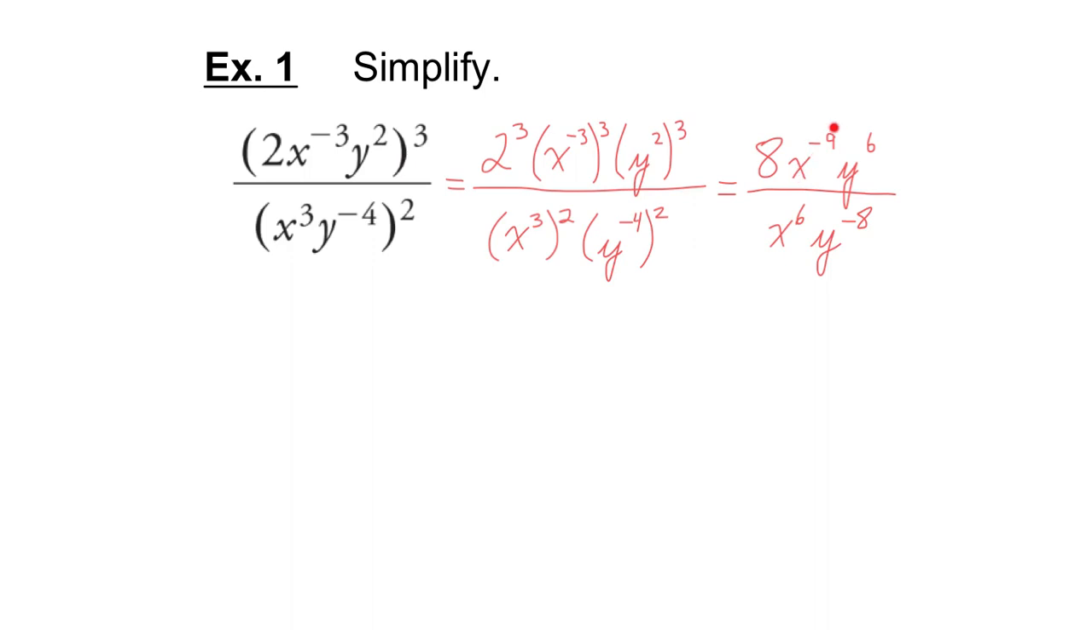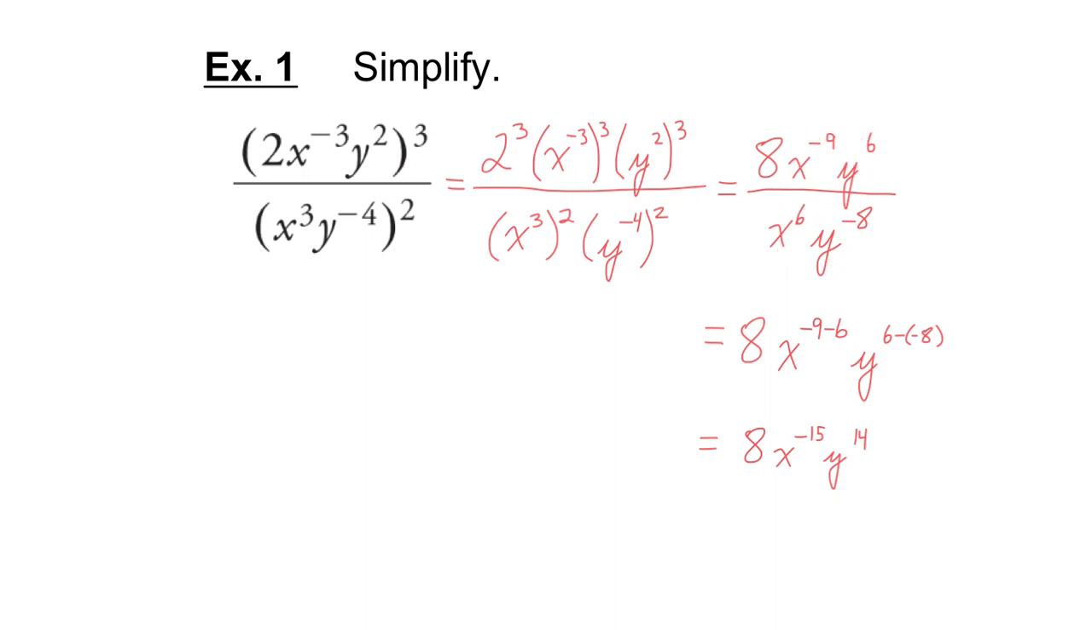Then I have x to the minus 9 divided by x to the 6. Well, if I'm dividing powers with the same base, I subtract the exponents. Do the same thing with these powers with a base of y. So just remember, it's x to the minus 9 minus 6, which is minus 15. Here, it's 6, and I'm subtracting minus 8. So it's that double minus, 6 plus 8, that's 14. So I've got 8 times x to the minus 15 times y to the 14.